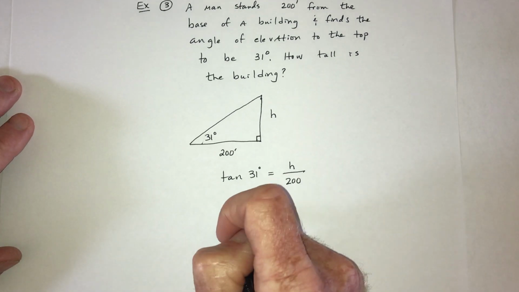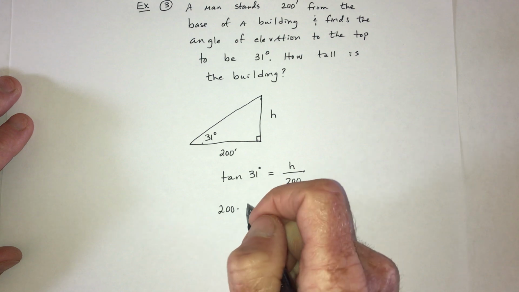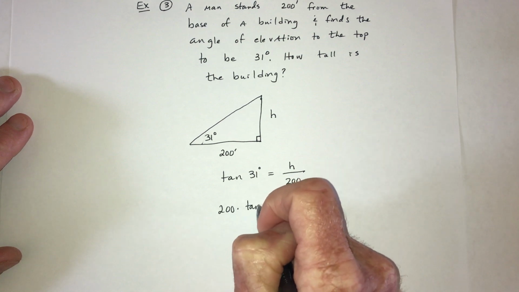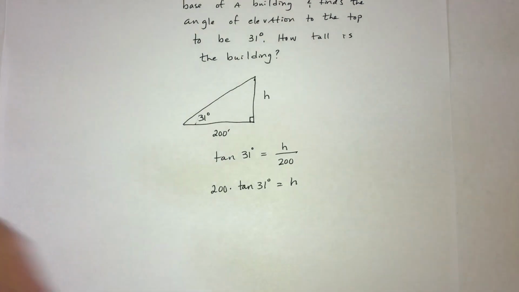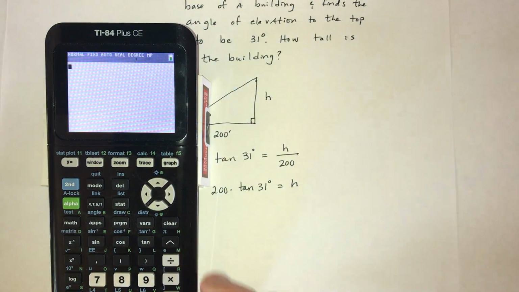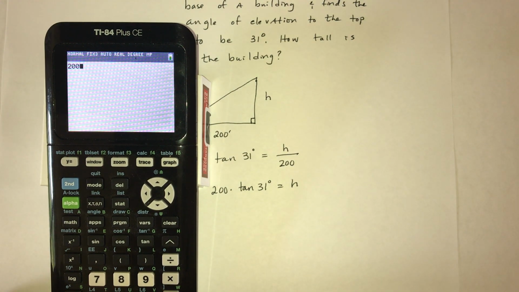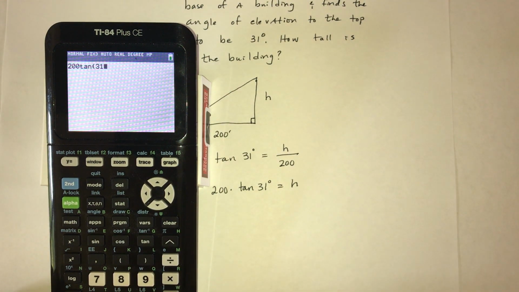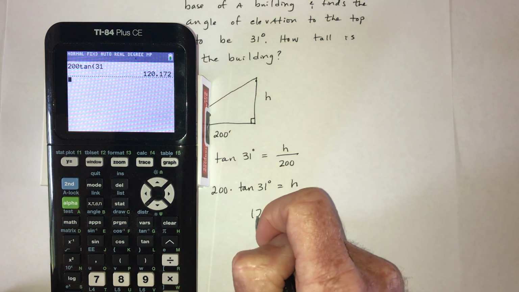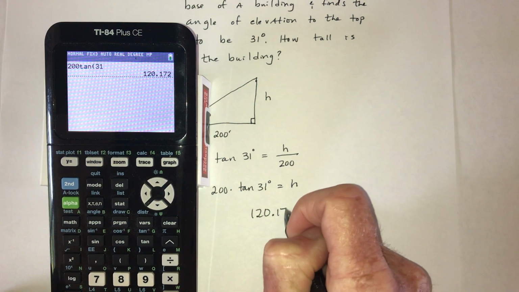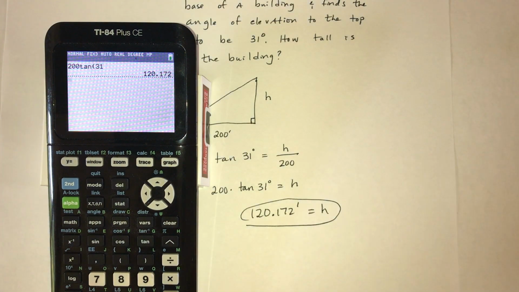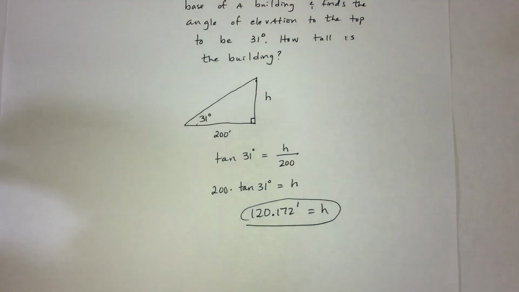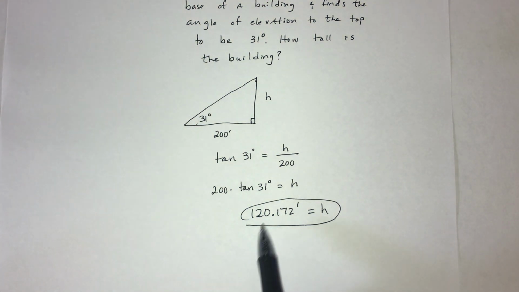Now to solve for h, just multiply both sides by 200. So 200 times tangent of 31. And the building is 120.172 feet tall. So that's about a 12-story building. Each story is about 10 feet. So if you divide by 10, that's about a 12-story building.